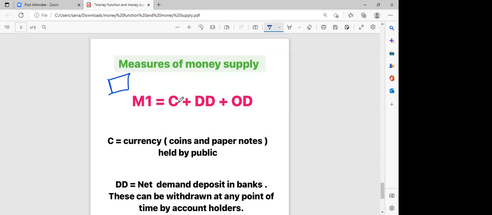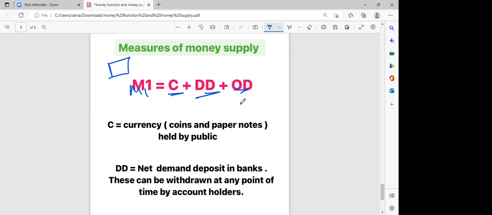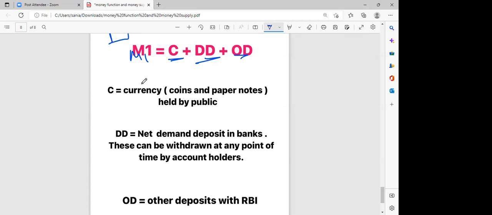So if you want to measure money supply, this is the formula: M1 equals C plus DD plus OD. Now what is C? C is currency. Currency can be of two forms: first, coins, and second, paper notes. And these currencies are always held by the public. Next, DD means demand deposit. And these demand deposits are always kept by the bank. If you are keeping your money in the bank, that is known as demand deposit.